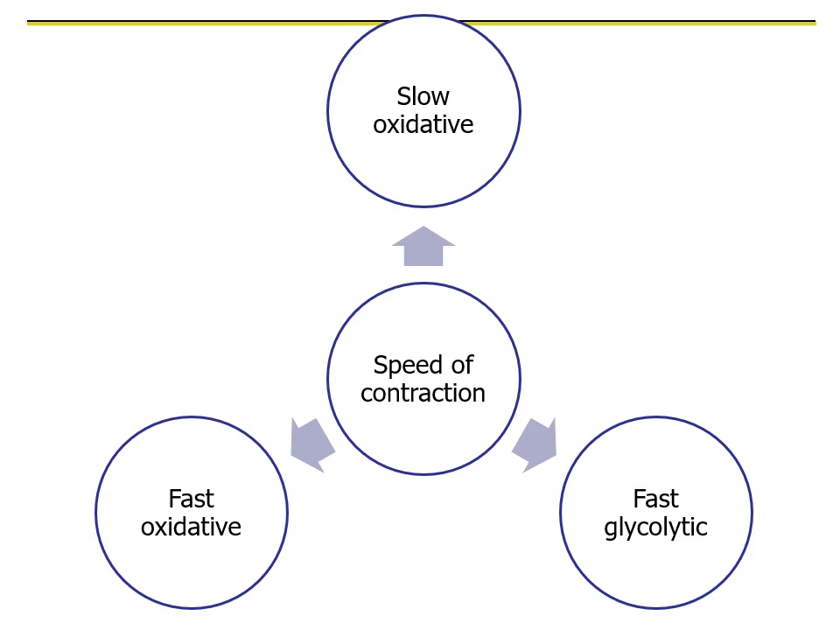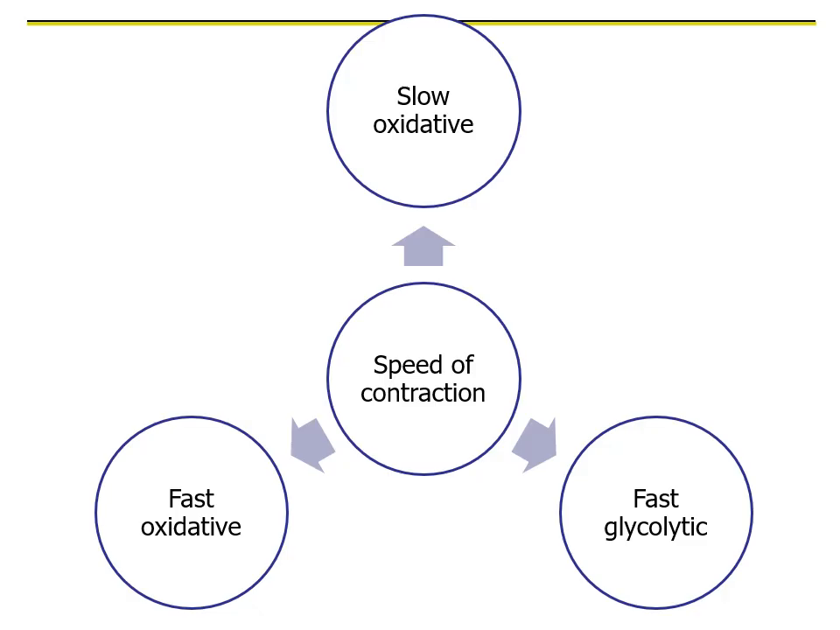Now we can overlap metabolic processes to the twitch speed. Fast glycolytic cells go through their contraction cycle quickly and rely on glycolysis and fermentation. As a result, they tire quickly.